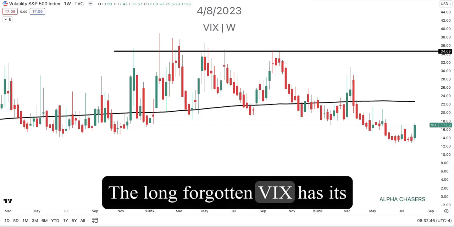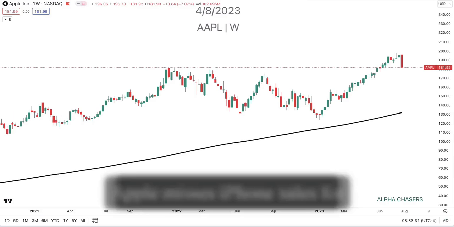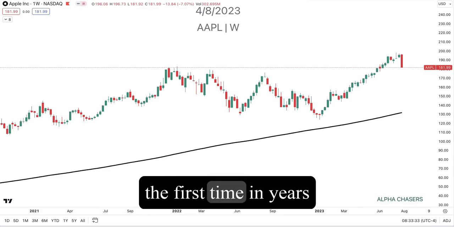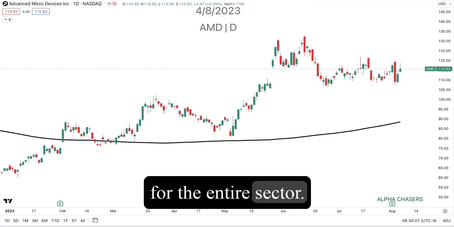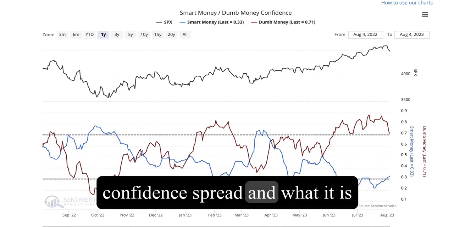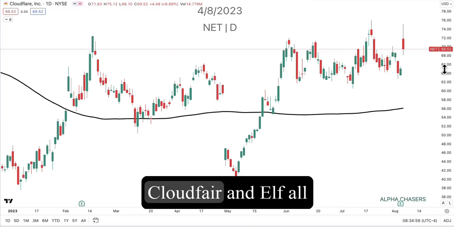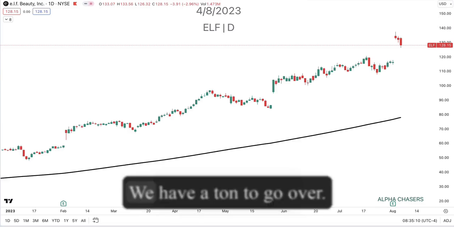The long-forgotten VIX has its greatest week since March. Apple misses iPhone sales for the first time in years, triggering a massive sell-off. AMD's earnings and what it means for the entire sector. Smart money, dumb money confidence spread and what it is telling us. What Caterpillar, Cloudflare, and Elf all have in common. We have a ton to go over.